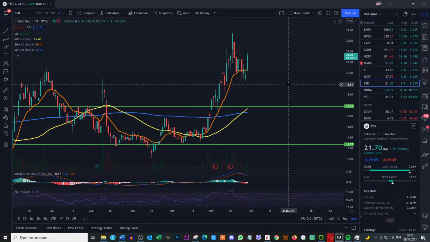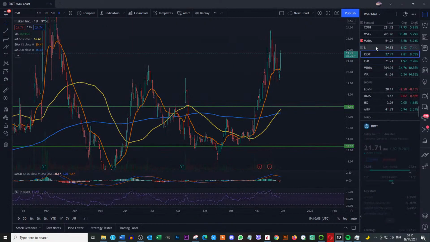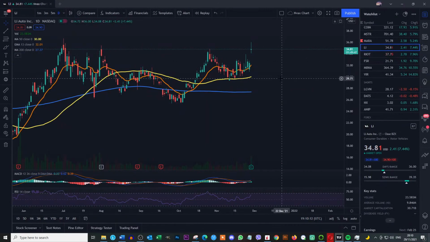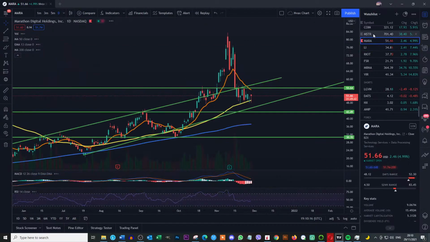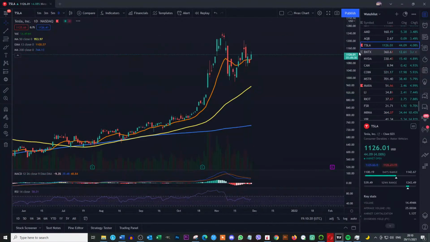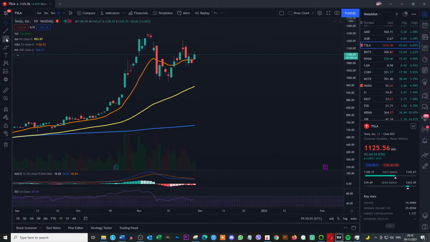Interesting, the car manufacturers are moving up, like Riot, Lee. Excuse me. Okay, Mara, of course, following the coins. Tesla, something interesting doing with Tesla.